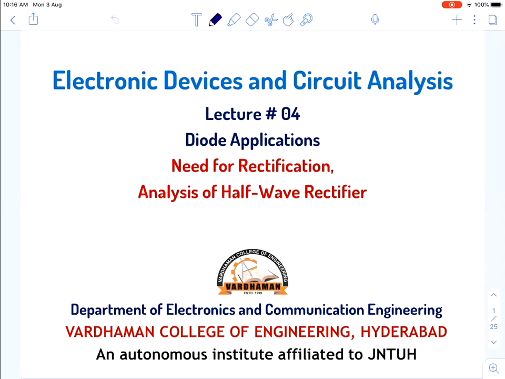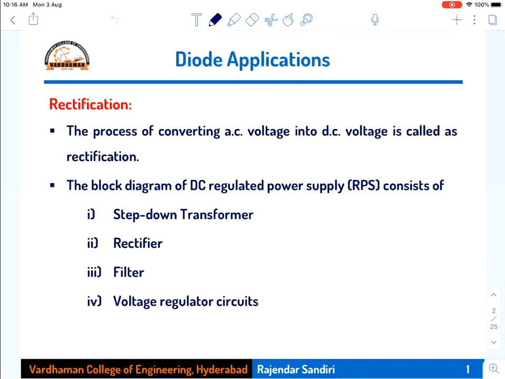Lecture 4 is diode applications, where we will be seeing the rectifiers. Rectification is the process of converting AC voltage into DC voltage. So we need this rectification process in converting AC to DC. Particularly, this block is used in a DC regulated power supply.